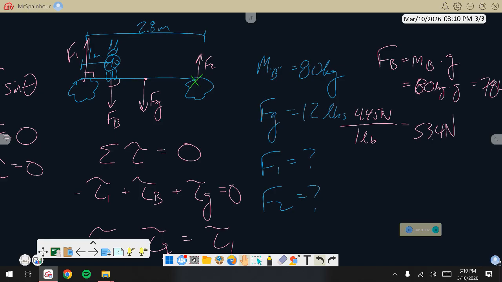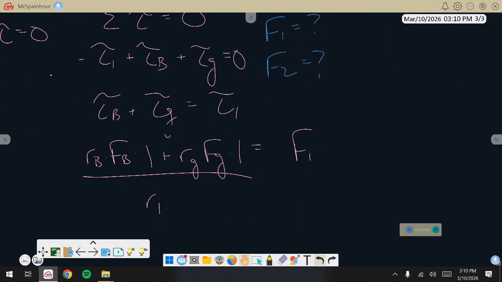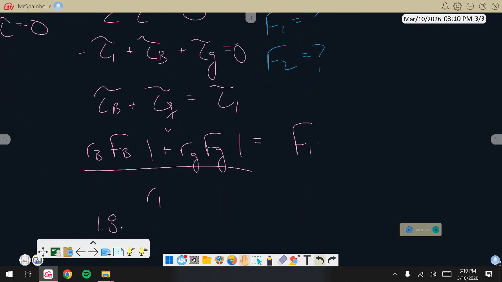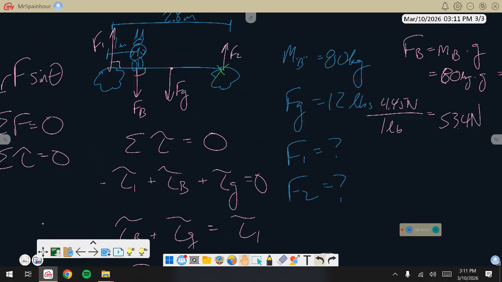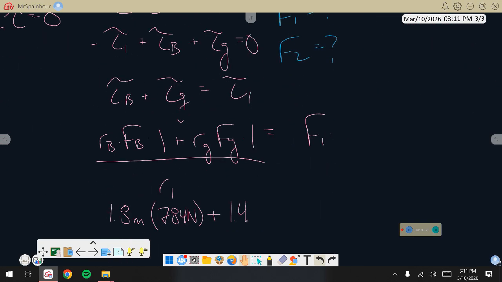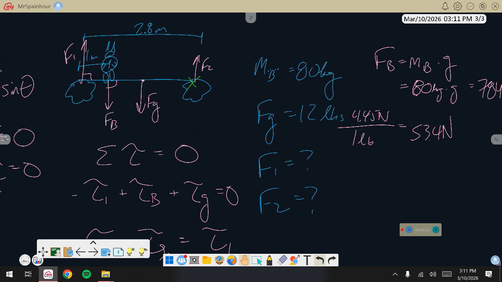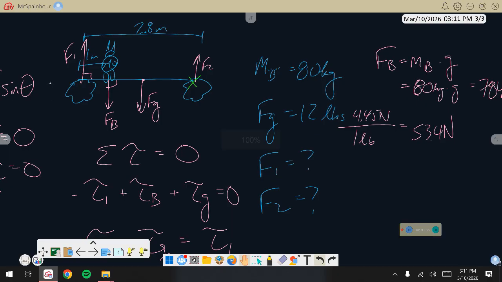1.8. The total is 2.8. That's 1. So we know that that should be 1.8. So we should have 1.8 meters times the 784 Newton bunny, plus what should the lever arm of gravity be? 1.4. Very good. Times the force of gravity, which was our 53.4 newtons. And what should the lever arm for the F1 be? 2.8 is correct.